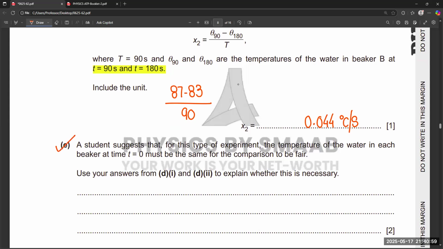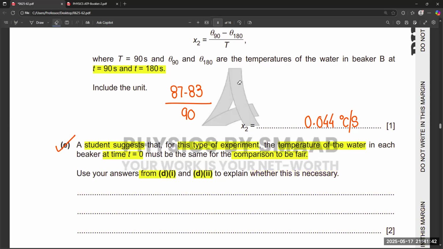Now a student suggests that for this type of experiment, the temperature of the water in each beaker at time t equals 0 must be the same for the comparison to be fair. So it means the initial temperature for every beaker must be the same, right? For a fair comparison. Now you have to use your answers from D part 1 and D part 2 to explain whether this is necessary.